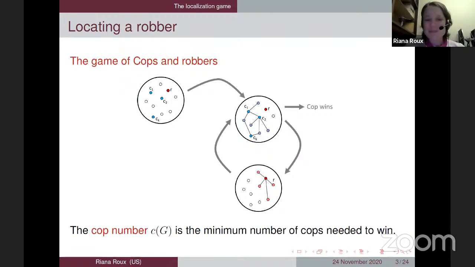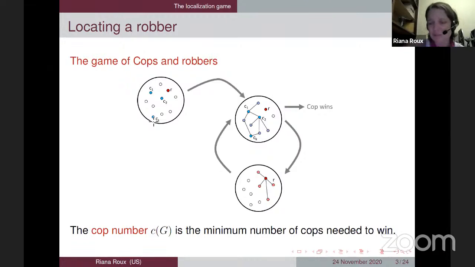But anyway, this robber is trying to get away from the cops, and the aim of the game is to capture the robber. With capture, I mean that a cop must occupy the same vertex as the robber. So let's look at how this game will work. To initialize the game, the cop player starts and places the K cops on K vertices of the graph. Those would be these blue vertices. After that, the robber picks a vertex to be on. Now, this game is played with perfect information, which means that both the robber and the cops know where the other player is. And the robber is just trying to run away from the cops.